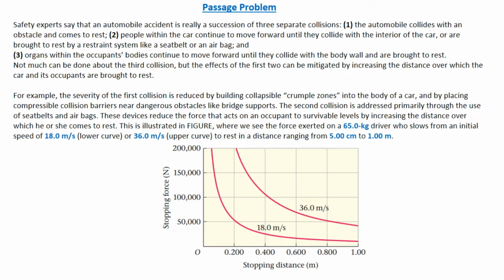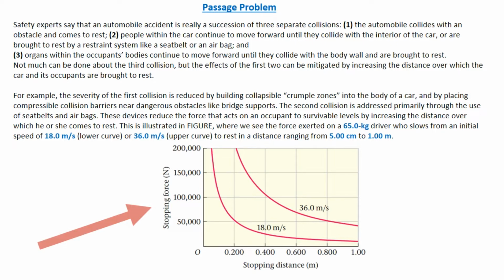So here we see that nothing can be done for the third collision, but the effects of the first 2 collisions can be reduced by increasing the distance over which the car and its occupant are brought to rest, and hence reducing the force that acts on the occupant. Now the first collision can be reduced by building crumple zones into the body of a car, and the second collision can be reduced by the use of seat belts and airbags.